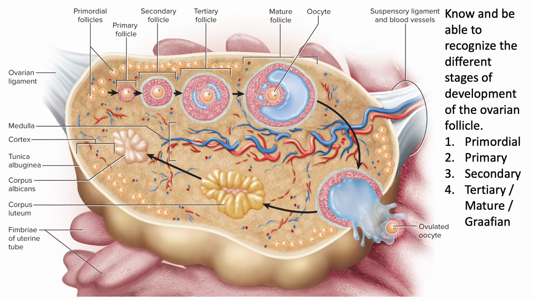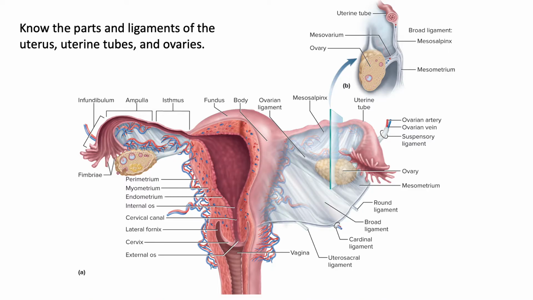Just be able to label this diagram if I gave you something like this, between primordial, primary, secondary, tertiary / mature, and the corpus luteum and corpus albicans, which is what you have after ovulation occurs and the follicle cells that are left degenerate. So you should be able to label just about everything you see here, with the exception of what you see on Part B on the upper right.